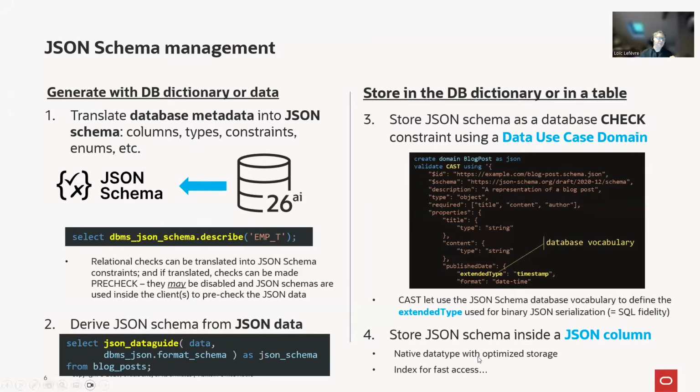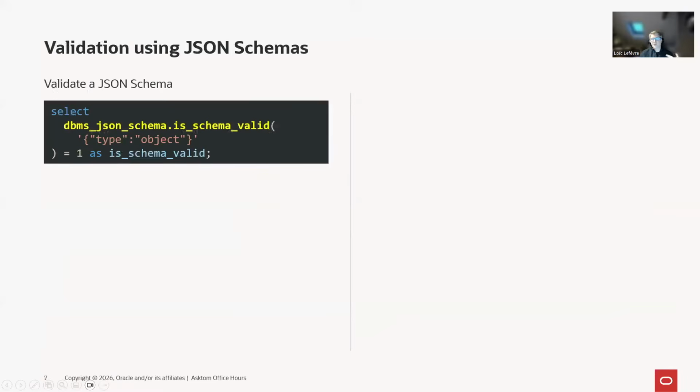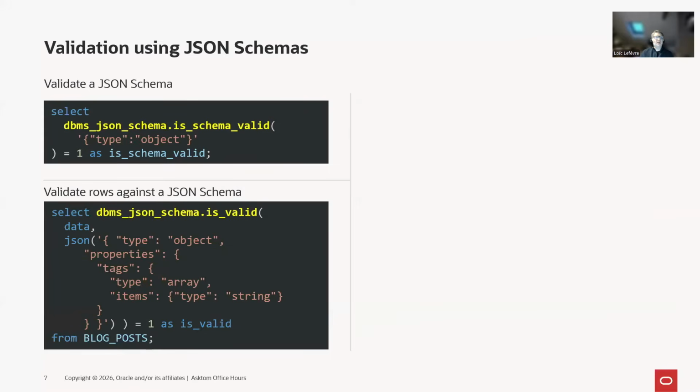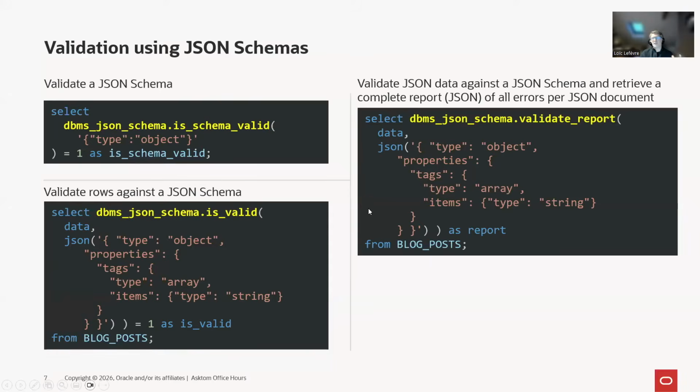Now, on the validation side, once we have the JSON schema available, we can continue to use the DBMS_JSON_SCHEMA package to validate data from, say, a table here. So we validate the data according to a given JSON schema. It is very short here, just for the example, and it just tells you yes or no. But if you want more details, like a report with all of the different errors found for a given document, then you can use the validate report function.